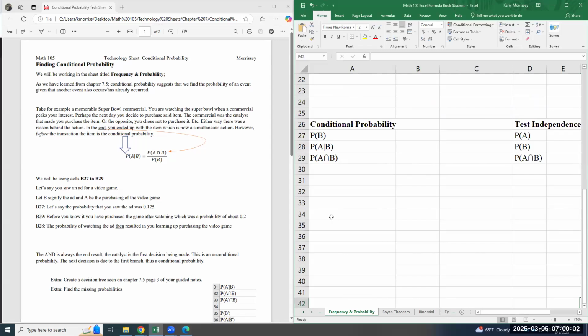Today we're going to be working on finding conditional probability in our Excel sheets. We have already completed our journey with chapter 7.5, conditional probability, where we got familiar with this formula and its opposite counterpart when we're trying to find the "and" portion. We said we had lots of examples in class.